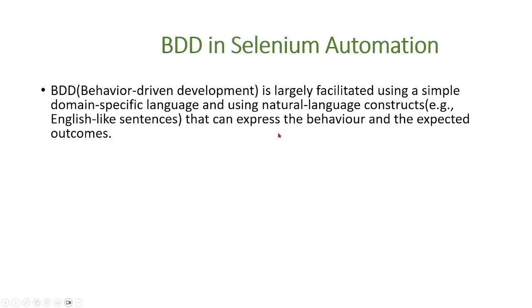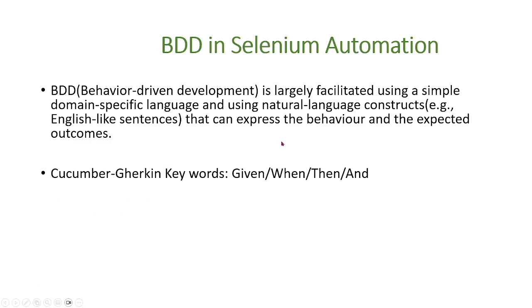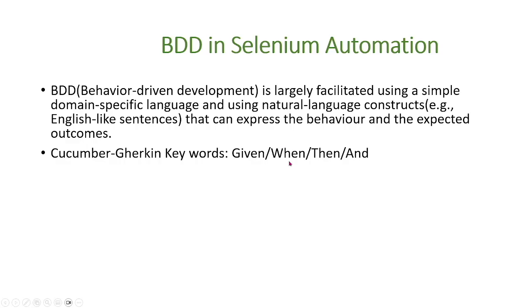In today's video, we're talking about behavior-driven development in Selenium automation testing. BDD, behavior-driven development, is largely facilitated using a simple domain-specific language and using natural language constructs, for example, English-like sentences that can express the behavior and the expected outcomes. Cucumber Gherkin keywords Given, When, Then, and And are used to define the different criteria in BDD.